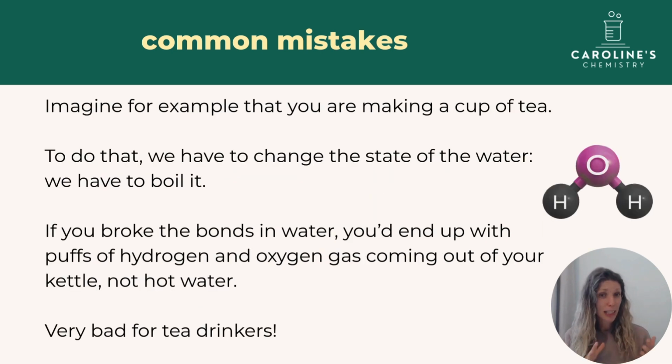So let's explore this a little bit further by giving you an example. So imagine that you are making a cup of tea. You fill up the kettle with water, you flip the switch, and then that water boils. It turns from liquid to gas, and you see the water vapor coming out the kettle, and you end up with hot water, right? So if you were to break the bonds in water, then you'd end up with puffs of hydrogen and oxygen gas coming out of your kettle, not hot water.